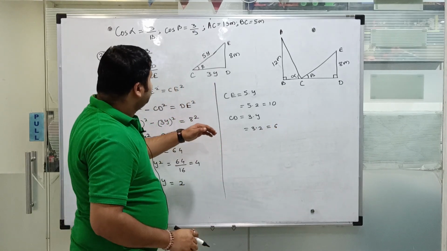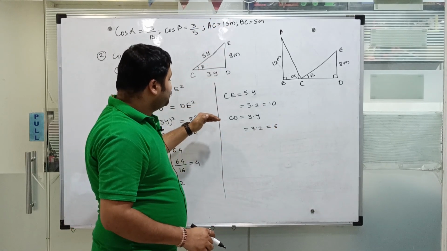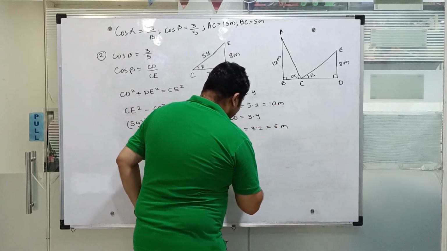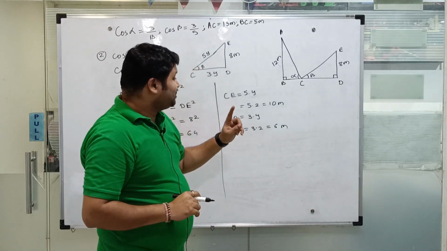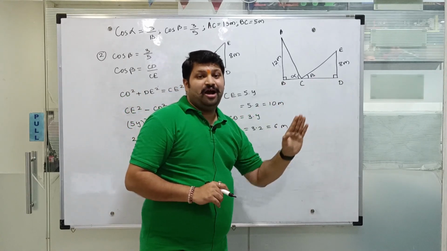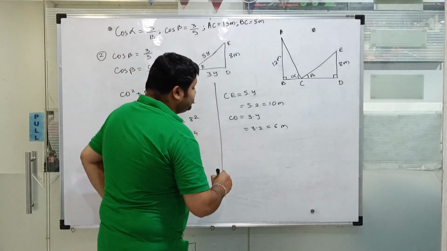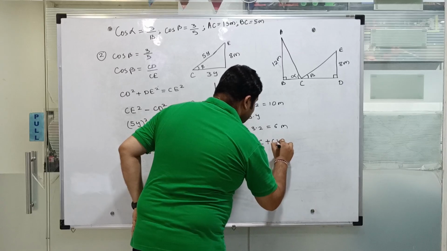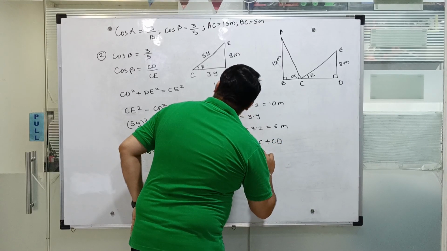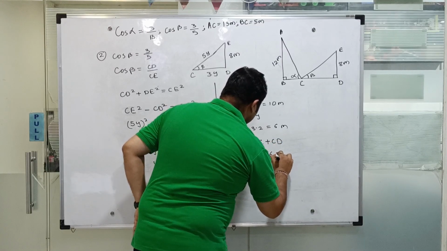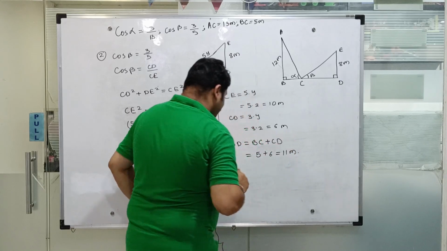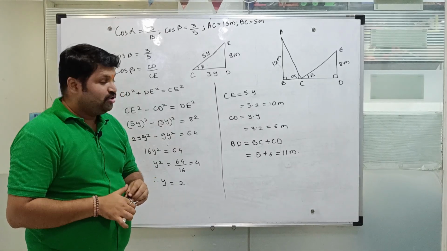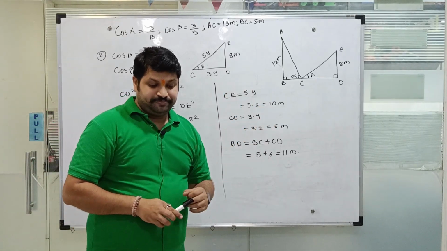So effectively BC is 5 meters and CD is 6 meters. Since B, C and D are collinear, BD will be equal to BC plus CD, so that is 5 plus 6, so that is 11 meters. And this is how we arrive at the final answer for finding BD.